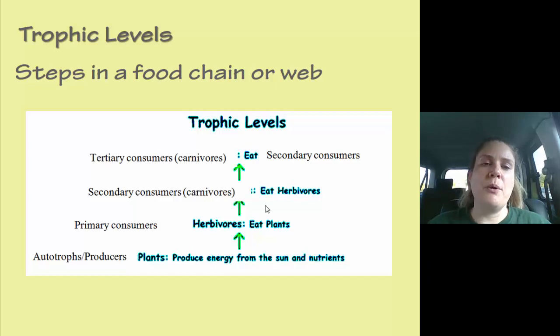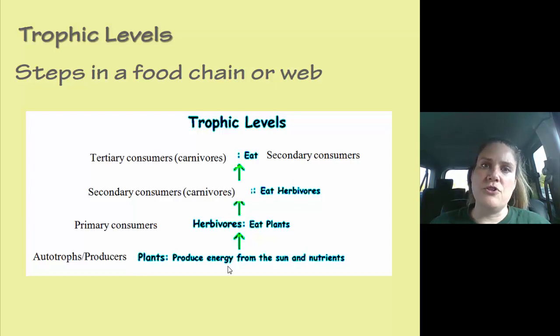Okay, so trophic levels. Remember we said trophic refers to nutrition. Trophic levels are steps in a food chain or a food web. Okay, so I'm going to start down at the bottom, and we're going to start with the autotrophs or the producers. That's where our energy starts out, because our plants, I don't like that this says produce energy, because we know that energy can never, ever, ever be created or destroyed, just like with matter. Matter and energy both can never, ever, ever be created or destroyed. They can only be converted.